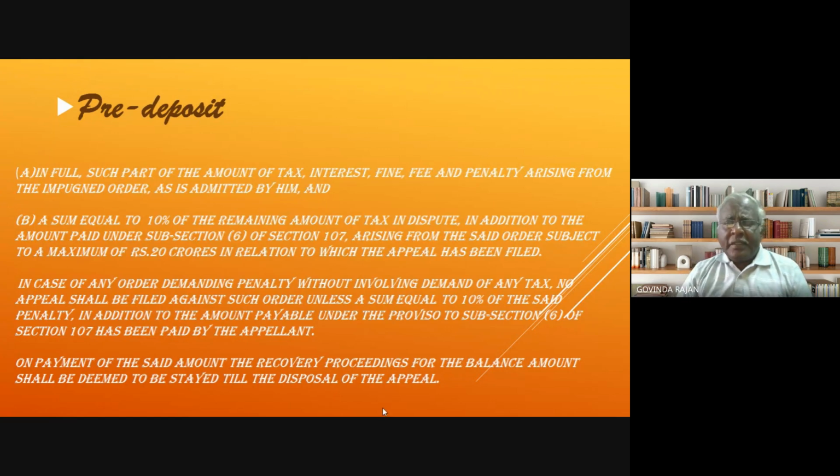So first, a demand of some tax, interest and penalty will be imposed on the taxpayer, and against this he is going to file an appeal. Suppose the demand of tax and interest is 1 crore, but the appellant says, I agree to pay 30 lakhs. Such an amount shall be filed as pre-deposit, and the remaining amount will be kept in dispute. A sum equal to 10% of the remaining disputed amount must also be paid. So for 1 crore disputed tax, the appellant pays 30 lakhs as pre-deposit, and the remaining 70 lakhs will be in dispute.